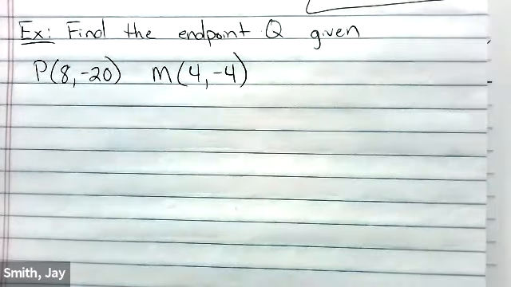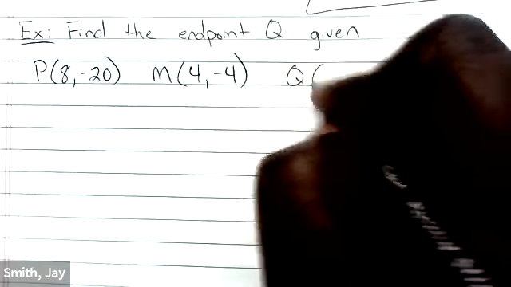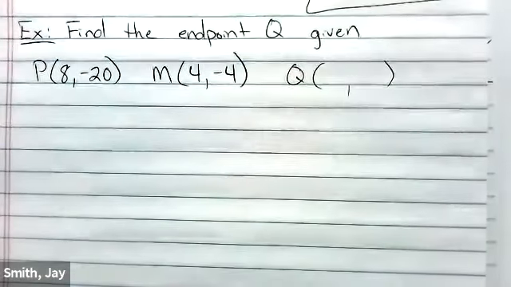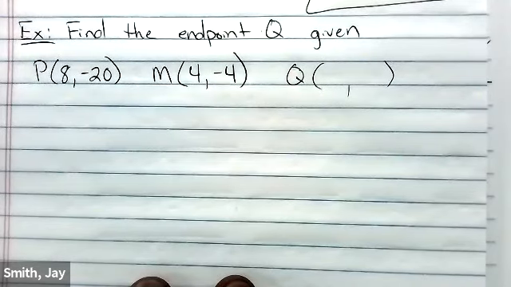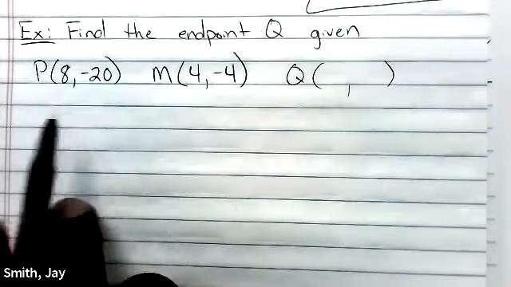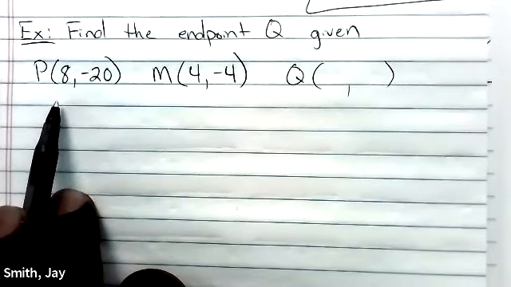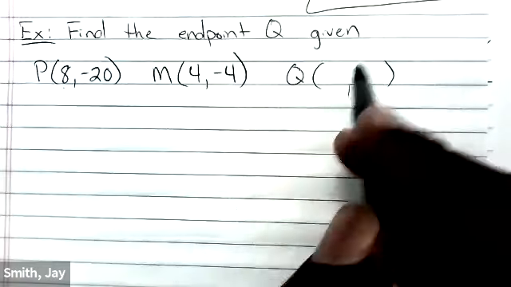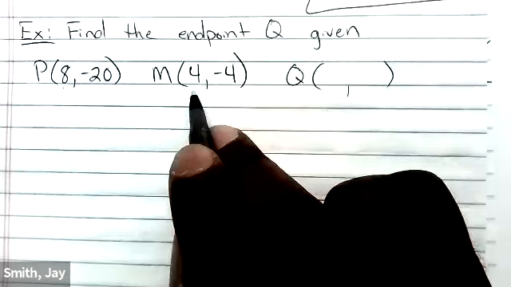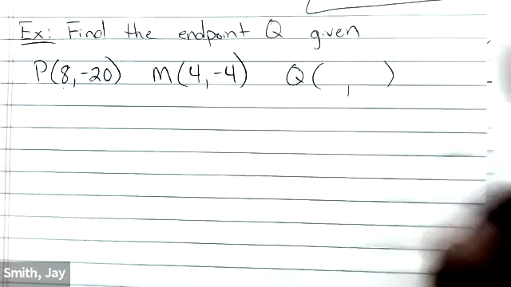All right, so seeing that we're looking for this endpoint Q, which is the ordered pair, so we need the X coordinate and the Y coordinate, we can use the midpoint formula, at least the understanding of it, which is the sum of the X coordinates, the sum of the Y coordinates, and they're both being divided by 2. For our X coordinates, we know that 8 plus something divided by 2 is going to give us 4. So we're just going to write that out.